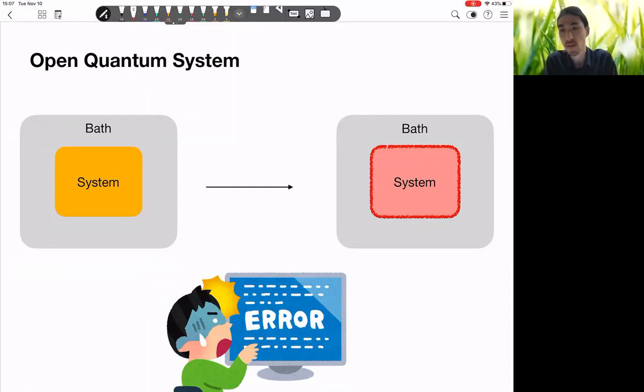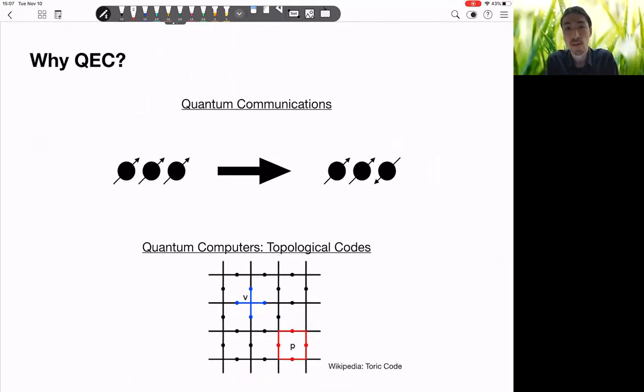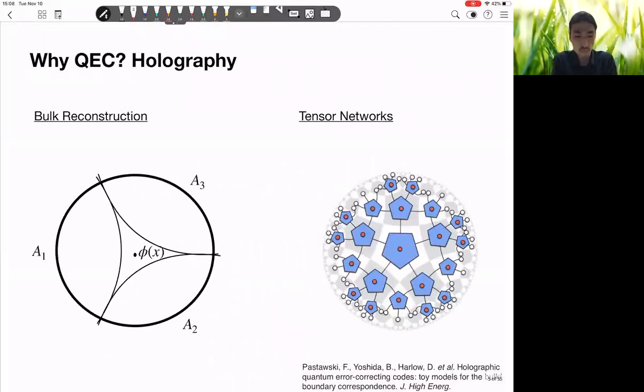Okay. So why quantum error correction? Quantum error correction nowadays is a very important idea in non-relativistic quantum physics and also in relativistic quantum physics. In non-relativistic quantum physics, we have many applications, quantum communications or quantum computers. One famous topic is topological codes, to study how quantum computers should simulate physics without having errors on it. Even in holography, nowadays quantum error correction is important.